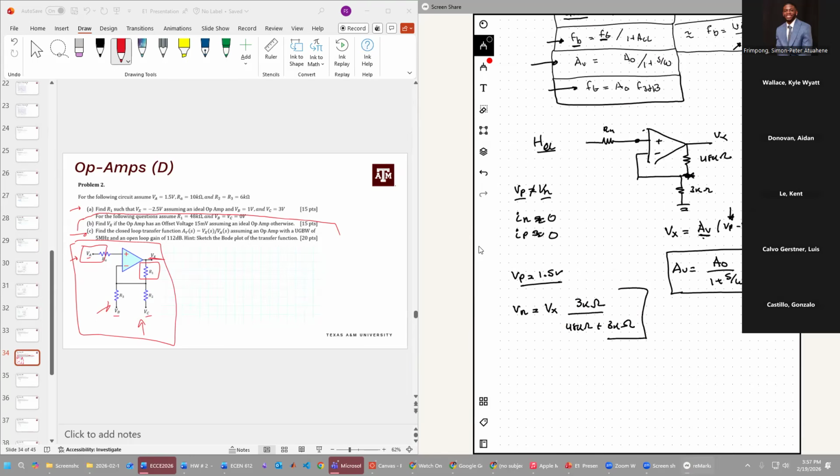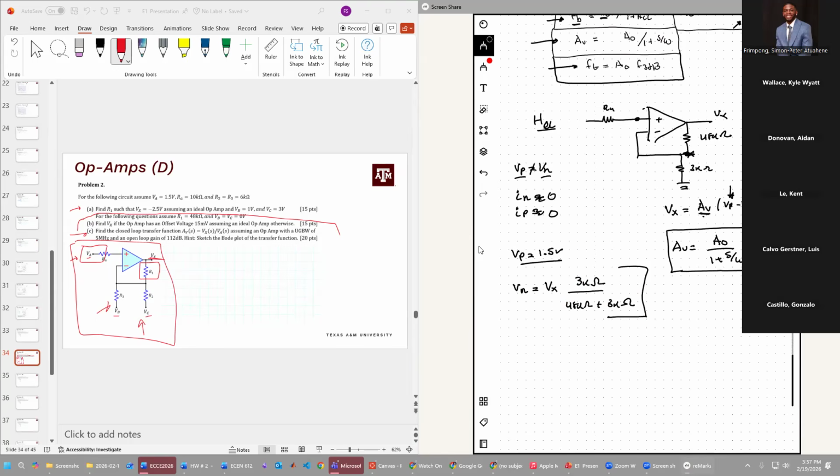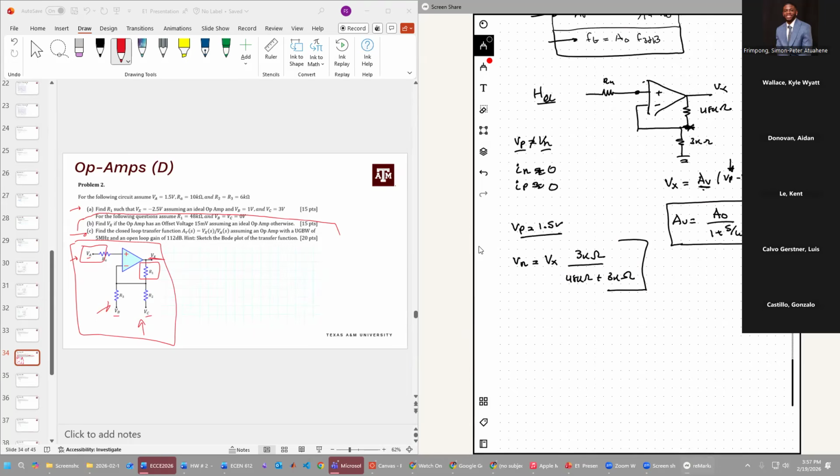Any questions on how I jumped to this step? Hopefully this was pretty clear. Okay. From here, we're going to plug everything in. So we're going to say Vx equals A0 times (1 plus this). And then we have Vp, which we know is 1.5 volts, and Vn, which is Vx times 3 kilo ohms over 48 kilo ohms plus 3 kilo ohms. Okay.